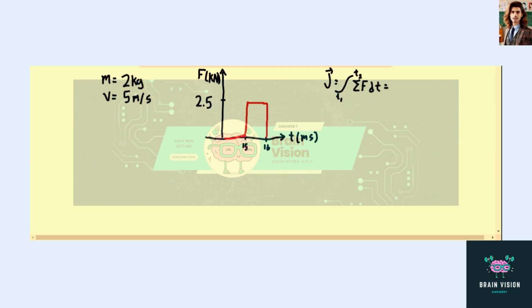So what we'll have in our case is the lower bound will be 15, the upper bound 16, and we're integrating F dt. What we will have when we integrate that is F times t, and t will range from 15 milliseconds to 16 milliseconds.